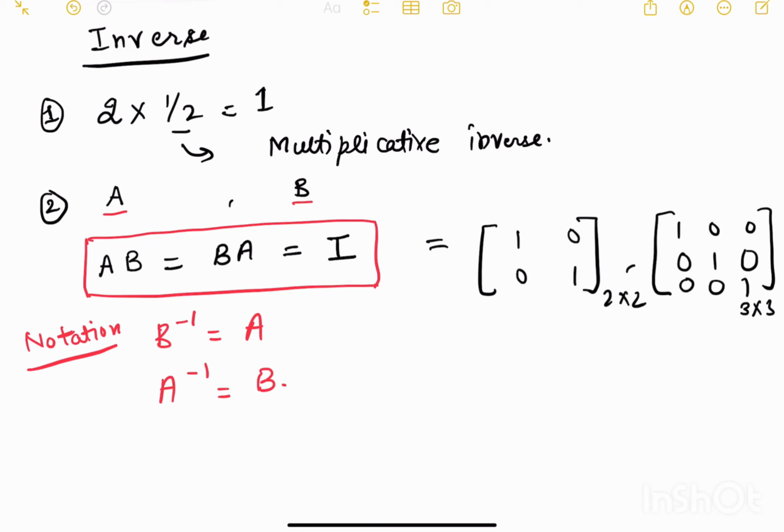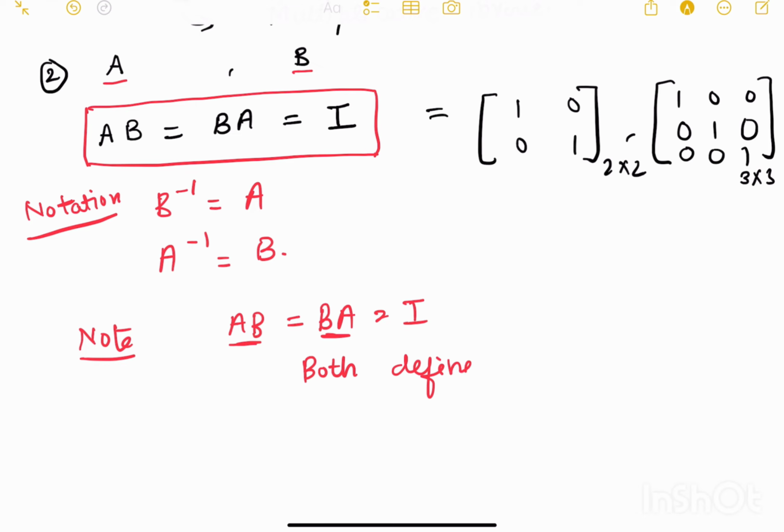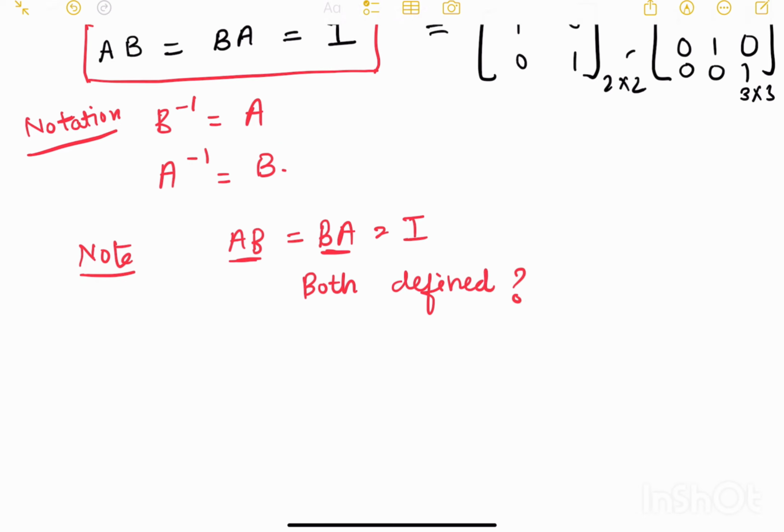Now, the main important point to be noted is the condition we need: AB must be equal to BA and that must be equal to my identity. Now just focus: when are my AB and BA both defined? Okay, when are my AB and BA both defined? If and only if it is a square matrix, isn't it?